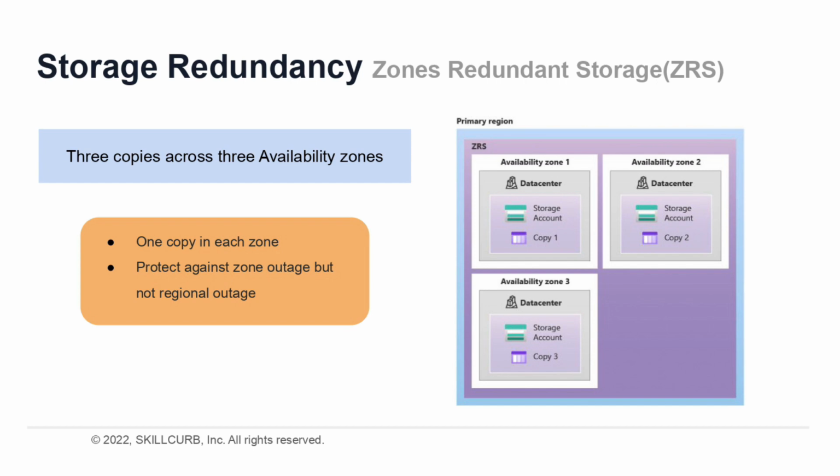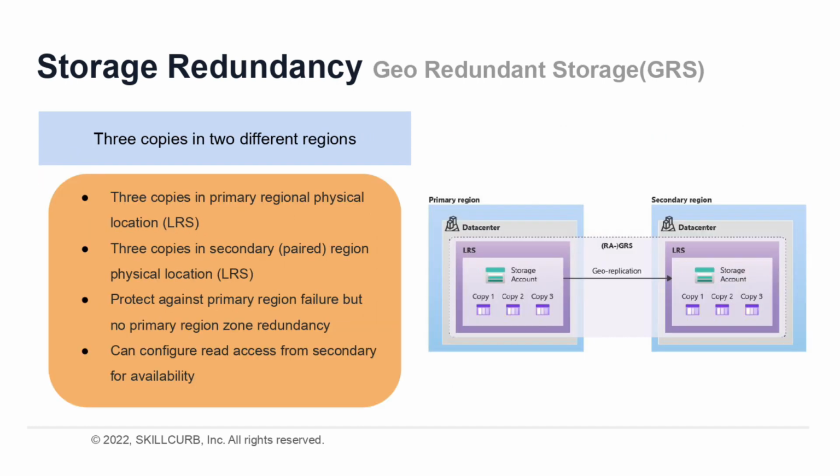So what do we do then if we want to protect against a region-wide outage? Well, we would go up to our next redundancy option known as Geo-Redundant Storage, or GRS for short. With Geo-Redundant Storage, we have 3 copies in 2 different regions. 3 copies will be in our primary region physical location in an LRS or a single zone configuration, and we have an additional 3 copies, or 6 total, in our secondary or paired region, also in a single LRS configuration within a single data center or availability zone.